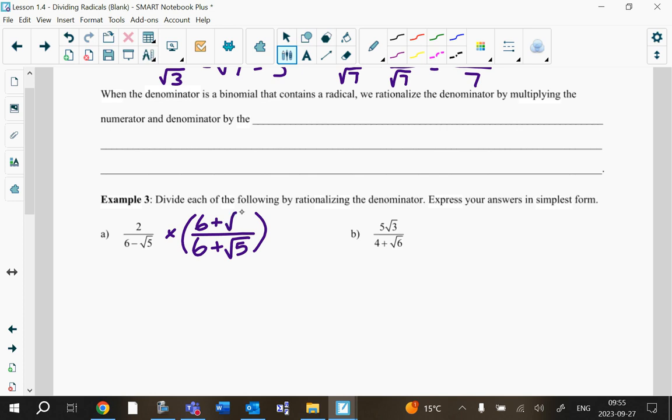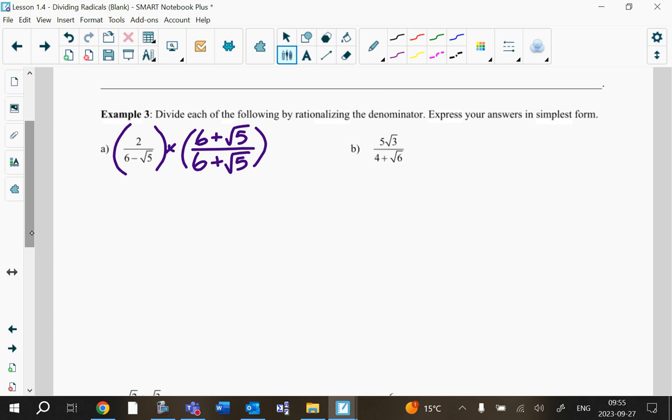So that means I'm going to have to do a fair amount of multiplying. Because up top, I'm going to have to multiply 2 times 6 and 2 times root 5. And on the bottom, I'm going to have to do 4 multiplications. So there's quite a bit of multiplication involved whenever there's 2 terms in the denominator and 1 or more is a radical. Well, you guys know how to multiply.